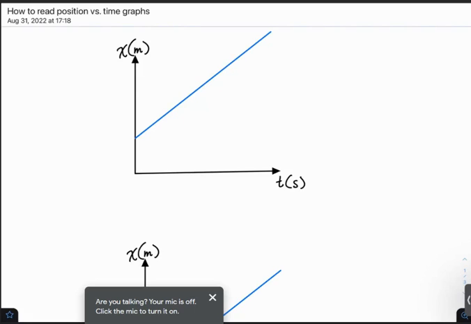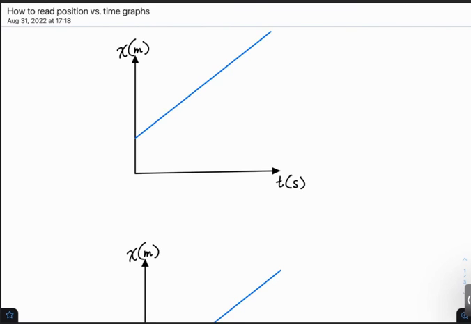Okay, today I want to teach you how to read a position versus time graph. This is actually super important because you'll be seeing these a lot, as well as velocity versus time graphs. But I'm going to do velocity versus time graphs in a separate video. So for position versus time graphs, I want you to start by thinking of the equation, which is just y equals mx plus b.